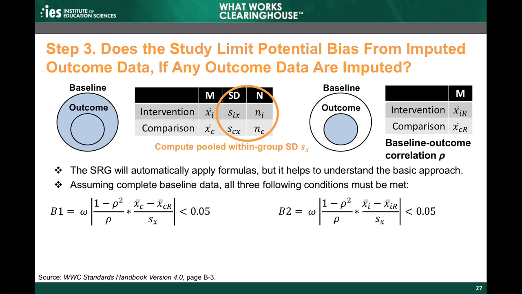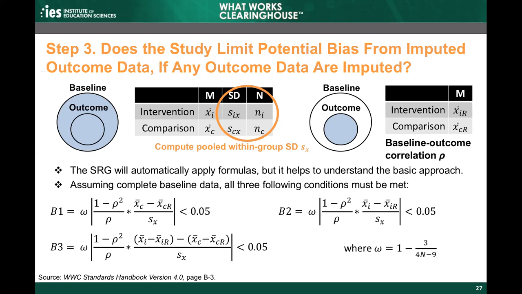There's a second formula, which you'll see is essentially the same thing, but instead of the baseline means, it's the intervention group means. But otherwise, it's basically the same. And then there's a third formula that's basically a difference in differences, right? It's the difference in the standardized difference in means between the comparison and intervention groups, okay? And then this is the formula for the small study correction term.